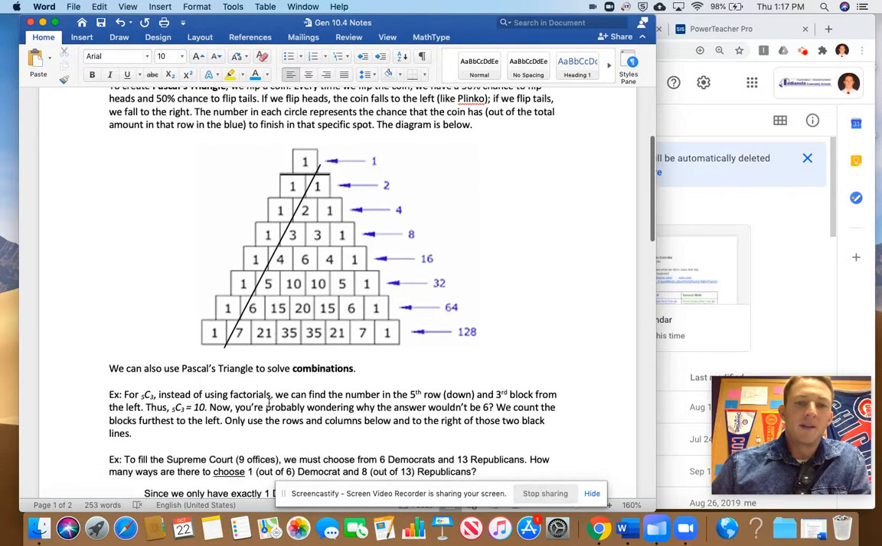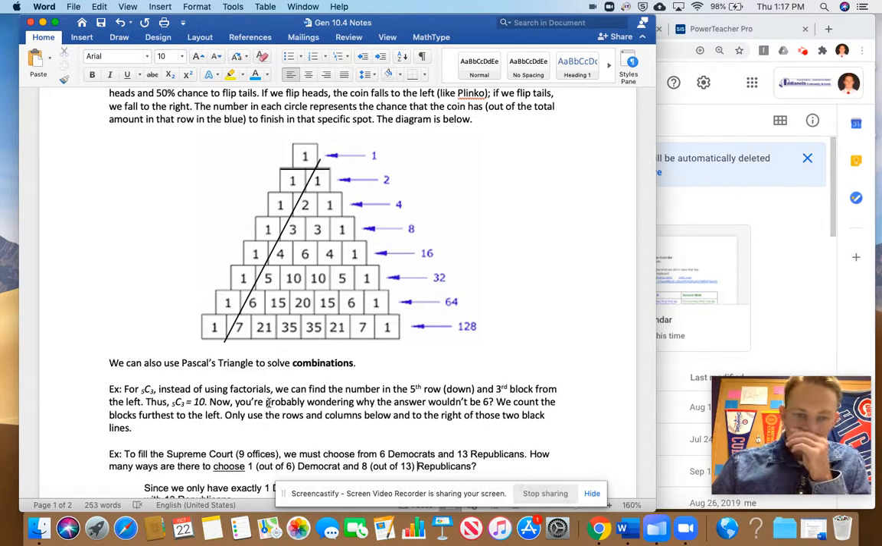So the nice thing about Pascal's triangle is that when we have really big combinations, we don't have to plug them into that ugly formula we use in 1.3. We can just use the rows and the columns from Pascal's triangle.